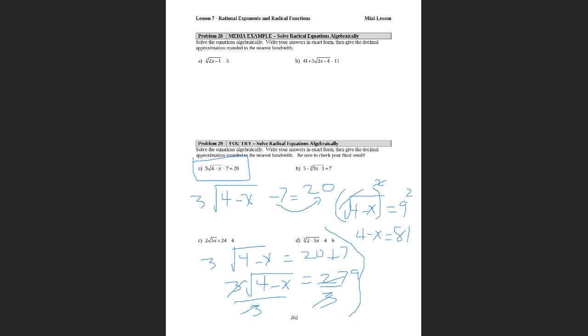Minus x, I'm looking for x, so I could move this across the equal sign. It changes to positive. Move this 81 across, it changes to a negative. So I have 4 minus 81 equals x. Please take your time and look at this carefully. Okay, 4 minus 81 gives negative 77 equals x. So x equals negative 77. That's what x equals.